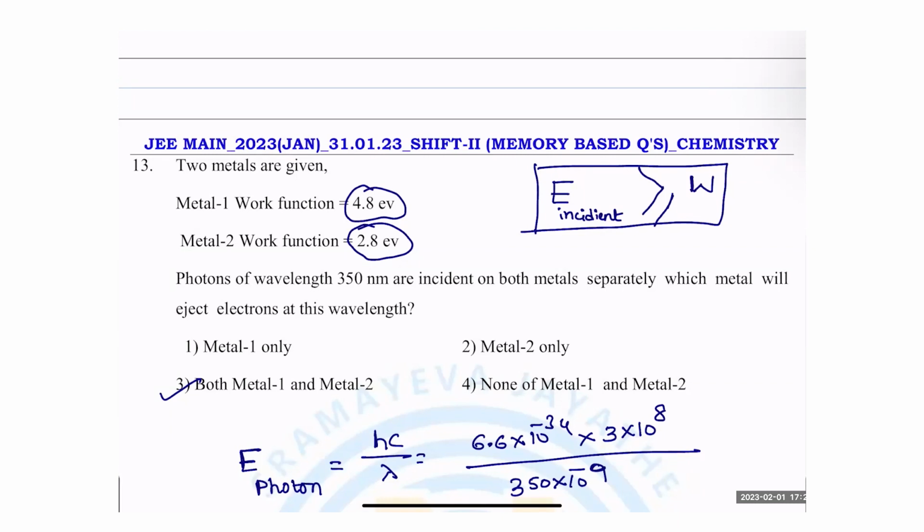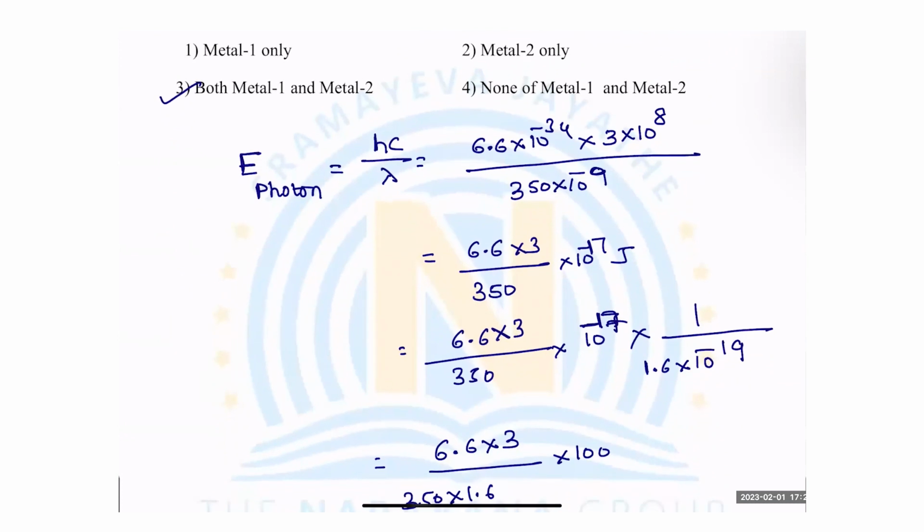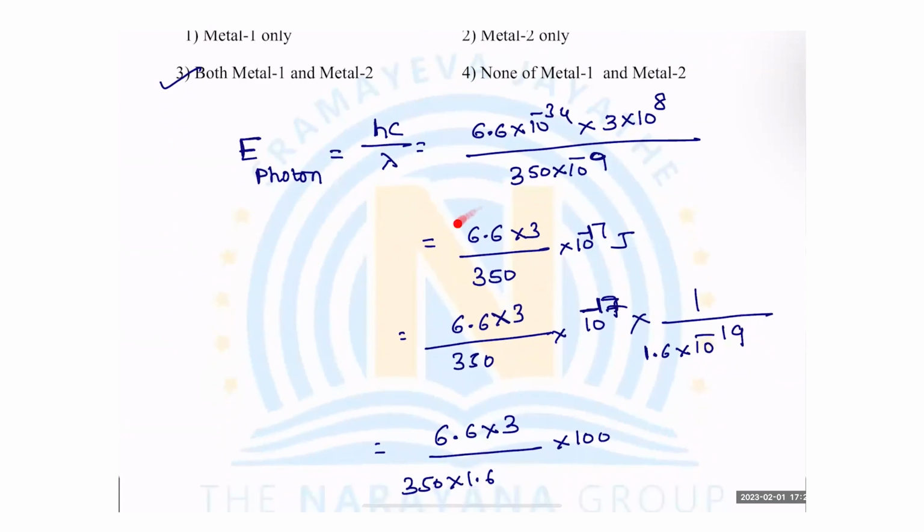This is the condition. Work function means the amount of energy required to overcome nuclear forces. The first metal requires a minimum of 4.8 electron volts. The second metal requires a minimum of 2.8 electron volts. But what is the energy of the incident light? What is the energy of that photon? Let us find. From Planck's quantum theory, E is equal to hc by lambda. h is 6.6 into 10 power minus 34, Planck's constant. c is the speed of light, 3 into 10 power 8 meters per second. Wavelength is given in the question, 350 nanometers, 10 power minus 9 meters. If you simplify, you get the answer in joules.